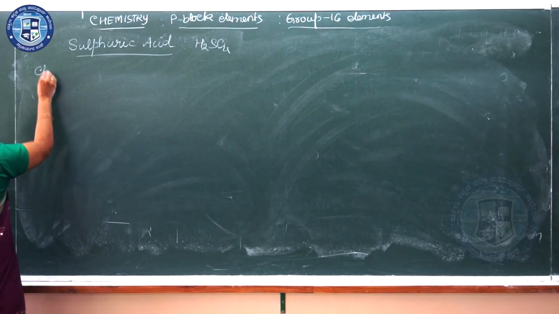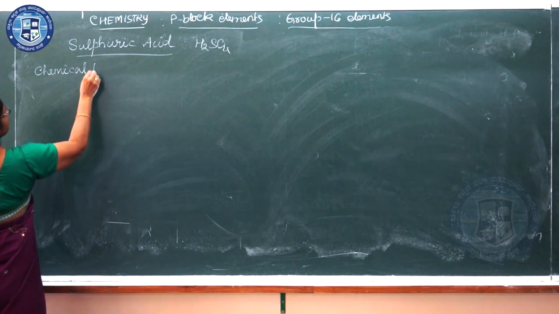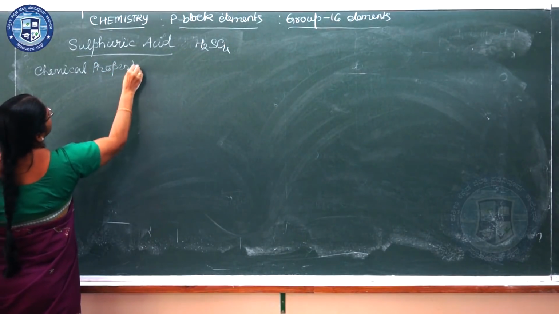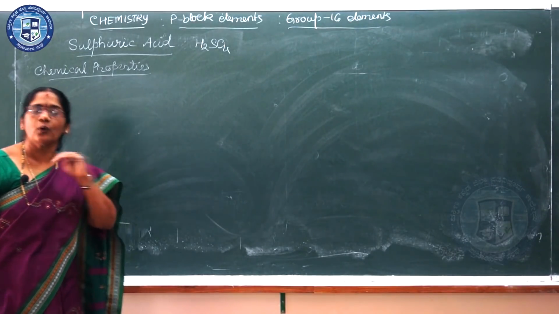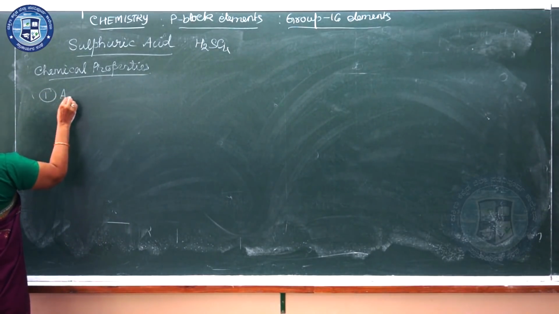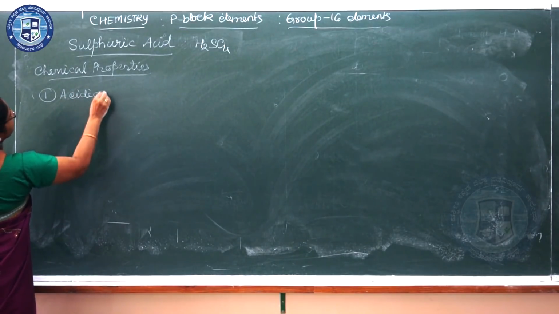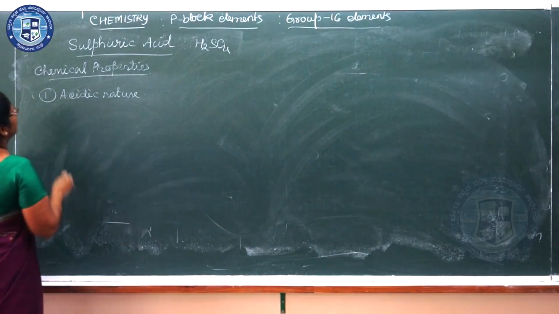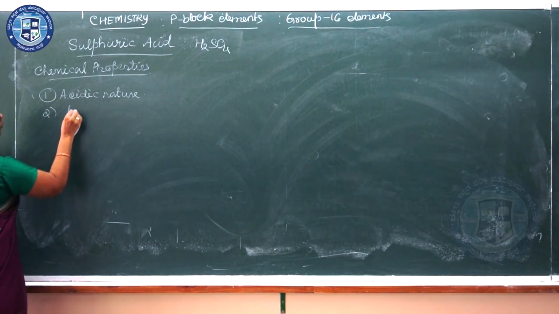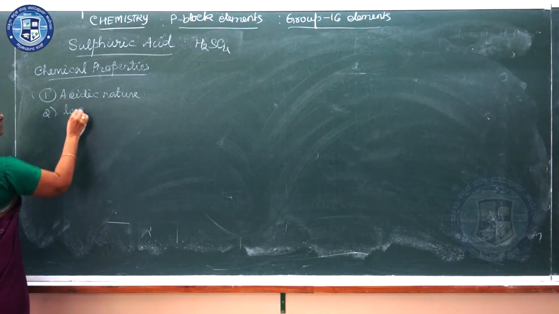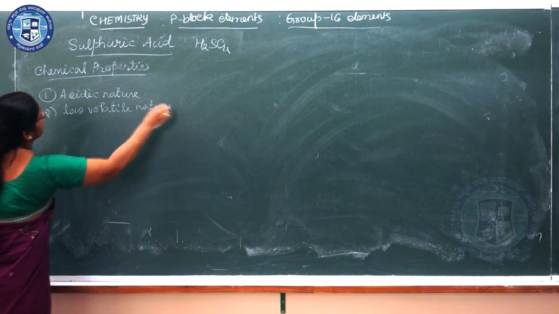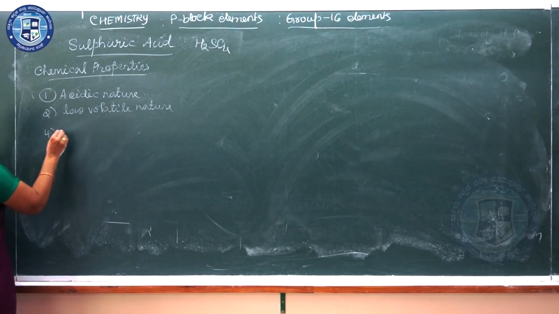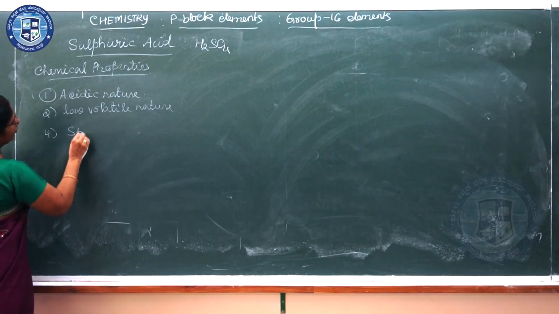Then coming to the chemical properties of sulfuric acid, I will discuss these properties by making four categories. One, as an acid, acidic nature. Next, used in the preparation of highly volatile substances, because of its low volatility, that means high boiling point. Then the next one is strong affinity for water.